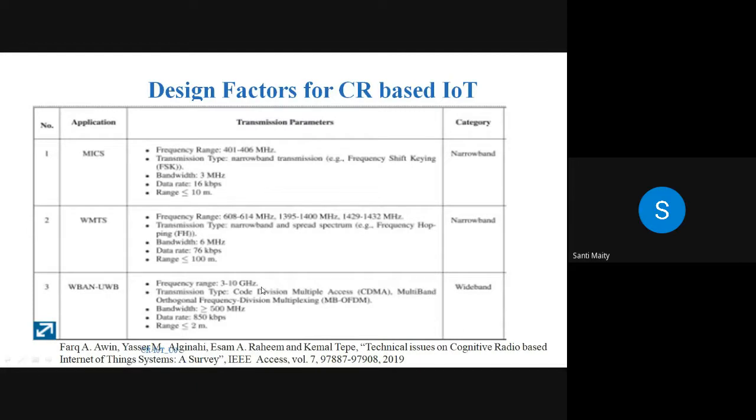IEEE 802.22 WRAN, you can go for a multi-hop cognitive radio network. You see, when you look at wireless body area network and ultra wideband communication, it only covers 2 meters. That's the problem. If we look for large distance coverage, then we have to look at other options.